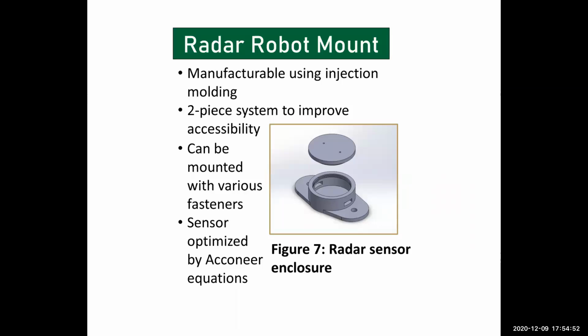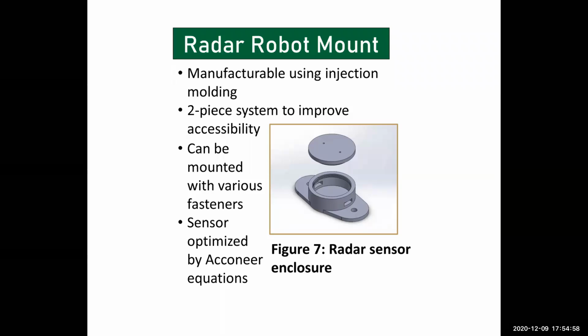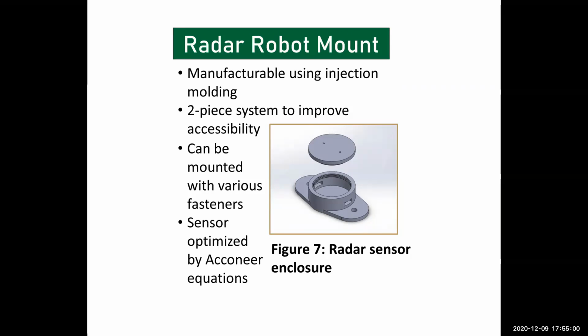The second enclosure is for Active's robot. This enclosure mounts to the inside walls of the robot and will be daisy-chained with 10 other radar sensors. This housing is optimized for its environment based on equations from Acuneer and will be used in the final implementation of Active's robot.